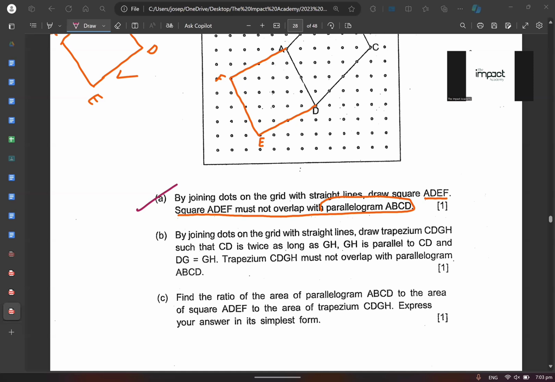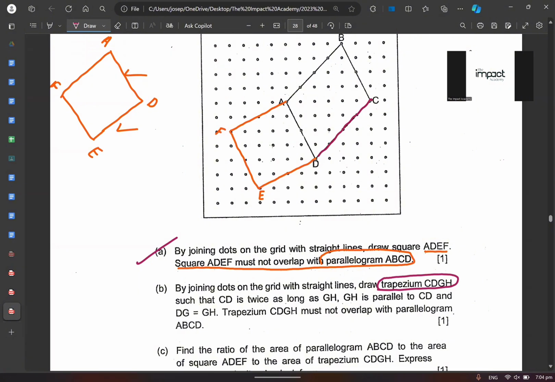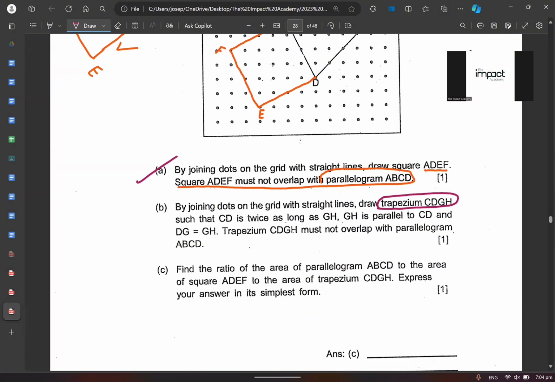Now, the next part wants us to draw a trapezium, right? First things first, you have to understand what a trapezium is. CD, where's CD? CD is over here, right? Correct or not? All right, CDGH. So it should look something like this. Can you see that? A trapezium looks like a shoe. All right? C to here, D to here, correct?